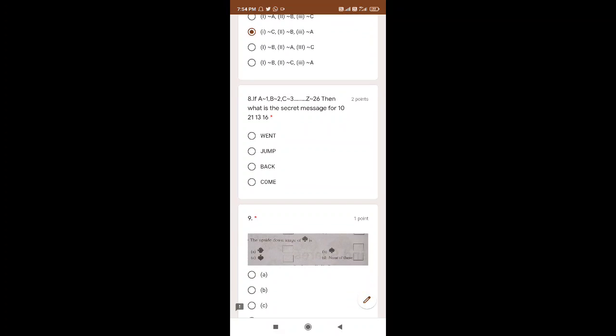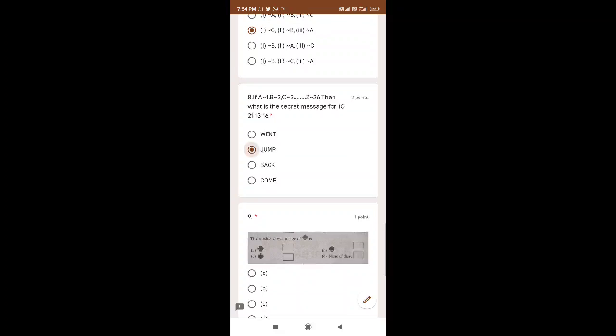Then question number 8, if A is equivalent to 1, B equivalent to 2, C equivalent to 3, like that Z equivalent to 26, then what is the secret message for 10, 21, 13, 16? If you write the 10th letter, 21st letter, 13th letter and 16th letter, there will be a word, JUMP. For 10th it will be J, for 21st it will be U, for 13th it will be M, and for 16th it will be P. So here the secret message will be jump. Option B is the correct answer.